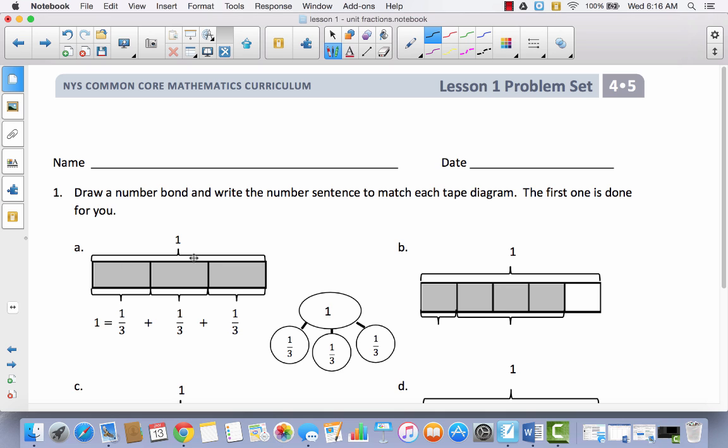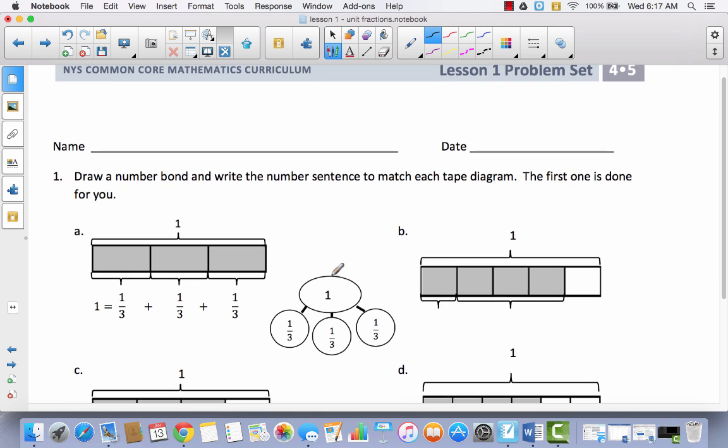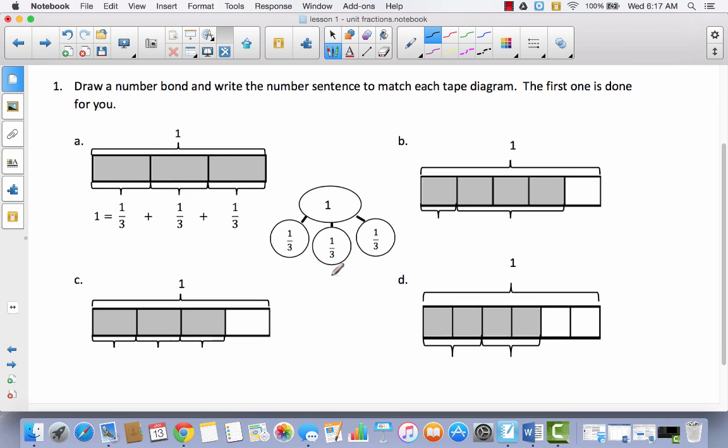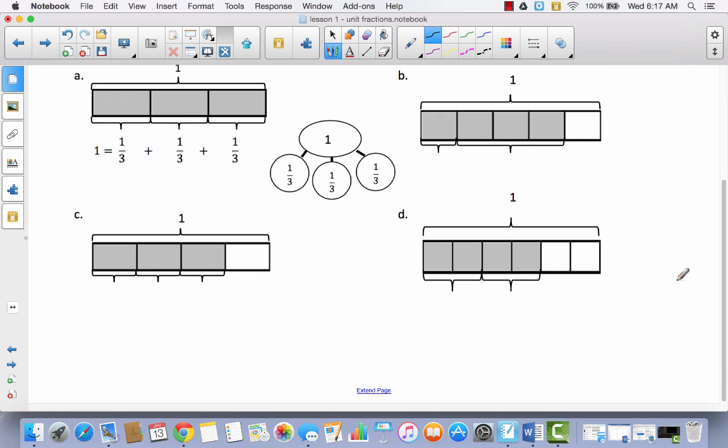And you can see this represents one whole. This whole's been divided into three parts. So they have 1 equals 1/3 plus 1/3 plus 1/3, and then here's our number bond. Because it says we have to draw a number bond, we have to write a number sentence, and they did the first one for us. It's always nice whenever they do the first one because we can always look at that as an example to see what is expected.